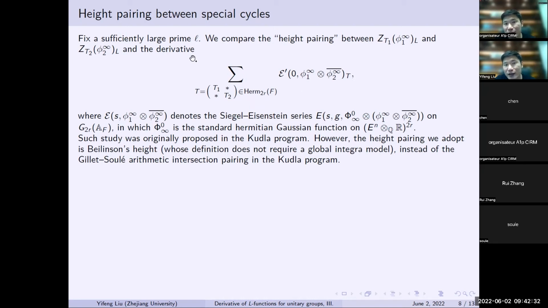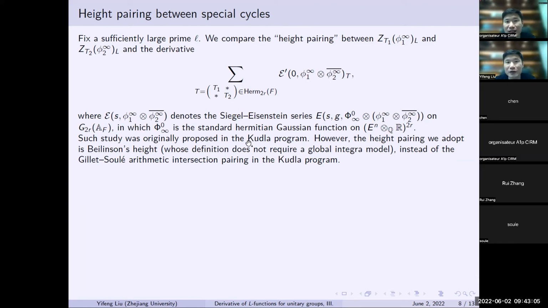Kudla already observed that there should be such a relation. However, there is one difference. Such a study was originally proposed in the Kudla program. However, the height pairing we adopt here will be the Beilinson height. The definition of this height does not require any global integral model. The original Kudla program is the study of the Gillet-Soulé arithmetic intersection pairing on a nicely chosen model.